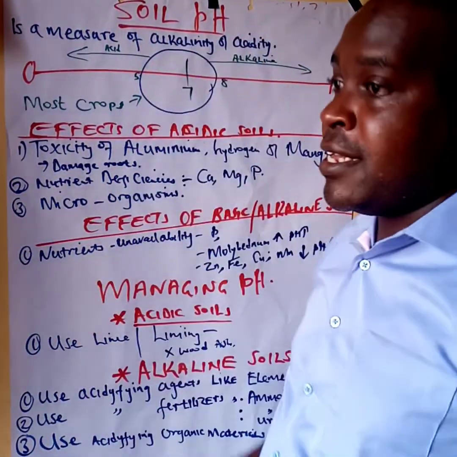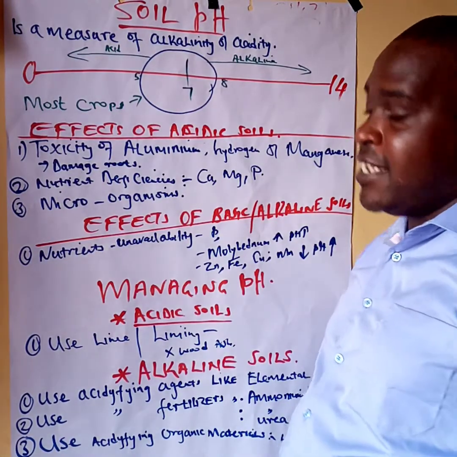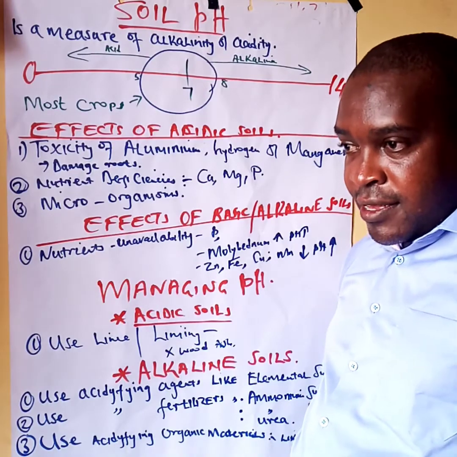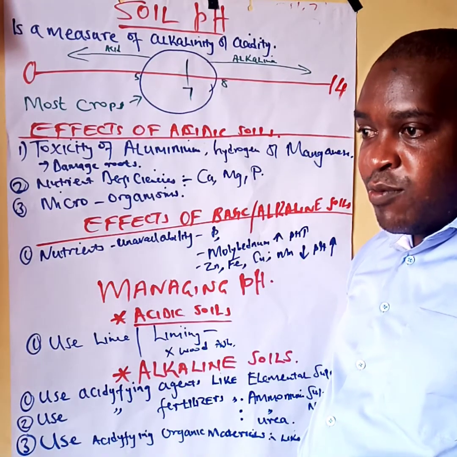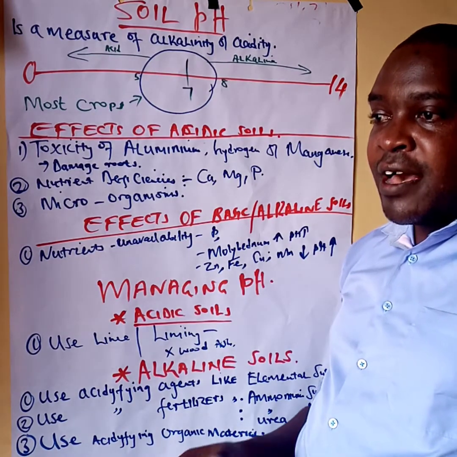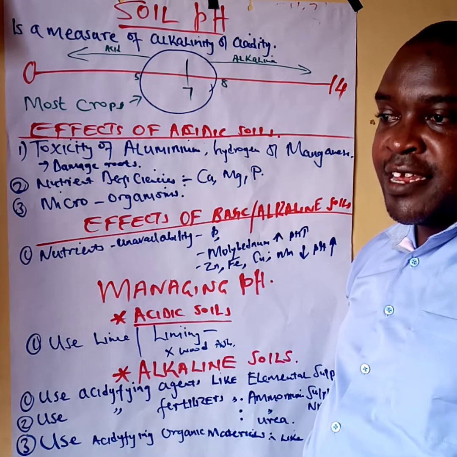Want to look at the soil pH. What is exactly soil pH? In defining what is soil pH, we say it is a measure of acidity and/or alkalinity in the soil.